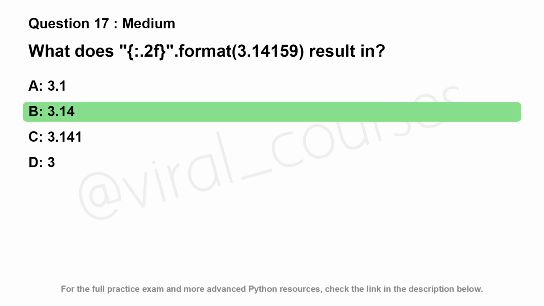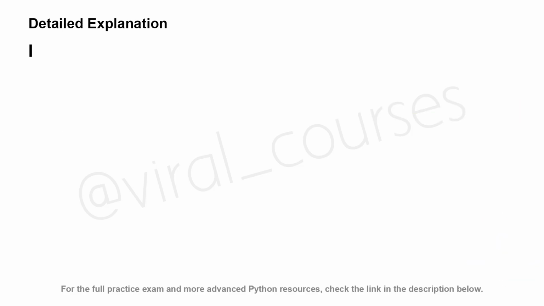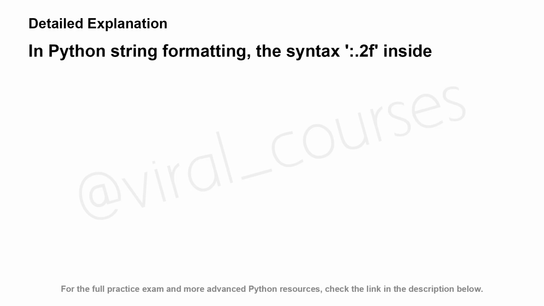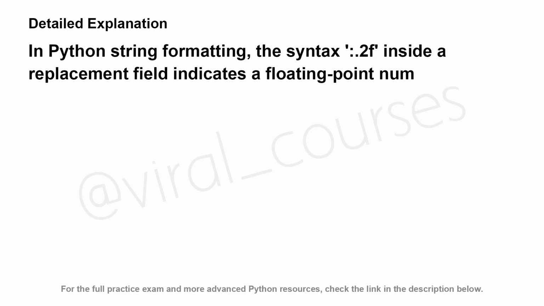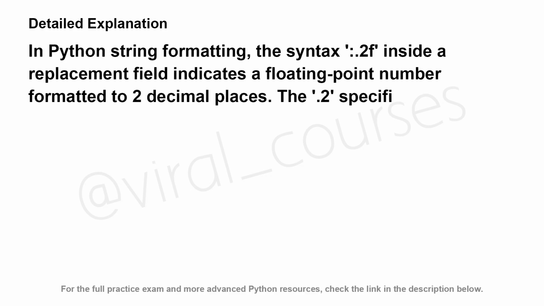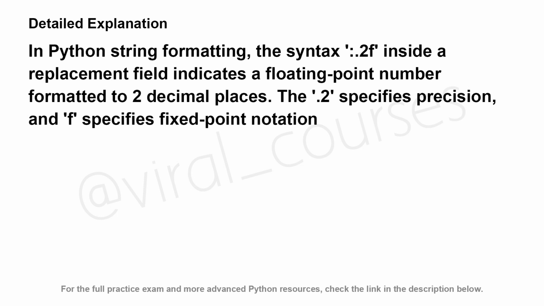The correct answer is B. In Python string formatting, the syntax .2f inside a replacement field indicates a floating point number formatted to 2 decimal places. The .2 specifies precision, and f specifies fixed point notation.